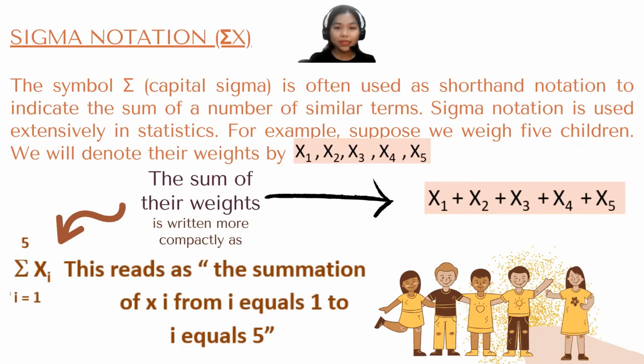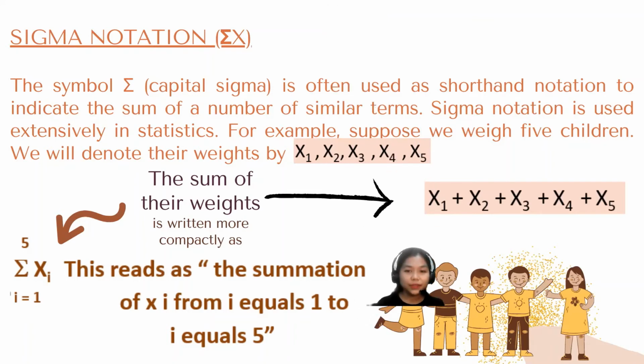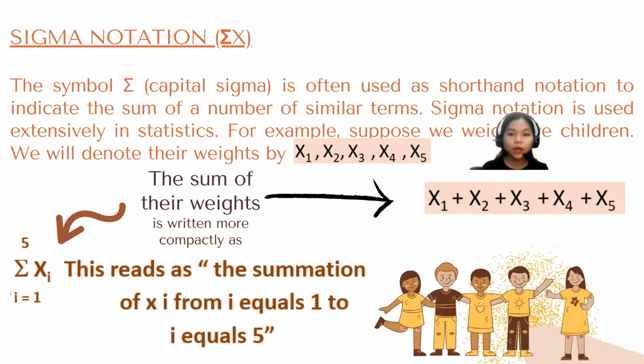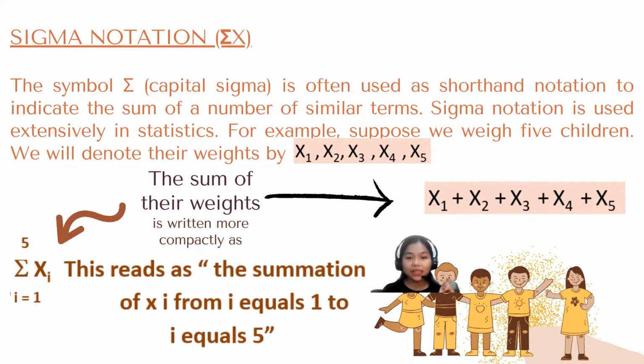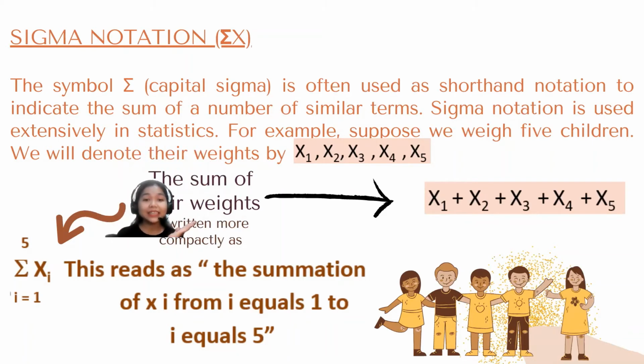For example, let's have this. Suppose we weigh 5 children. So we have here 5 children. We will denote their values or their weights as x1. The weight of this child is x1. The second child is x2. The third child is x3. The fourth child is x4. And the fifth child is x5. Since this is summation, we are after getting the sum of their weights.